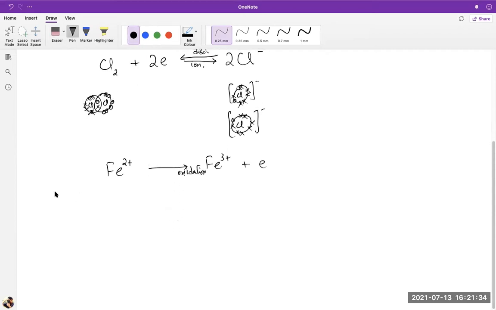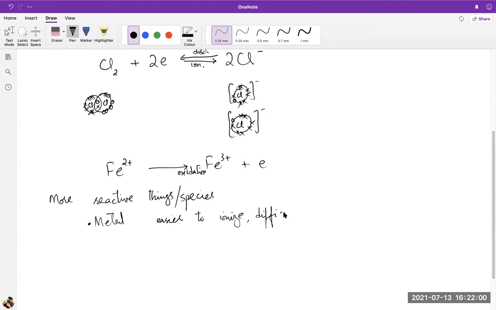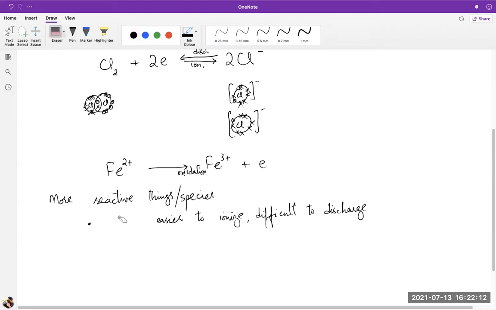Now, here's the principle. More reactive means that they react, things or species, whatever. Now, if you're talking about metals, a more reactive metal is easier to ionize and difficult to discharge. Okay, and that is the case whether it is a metal or a non-metal. So how is a metal different from a non-metal? More reactive species are easier to ionize and difficult to discharge.